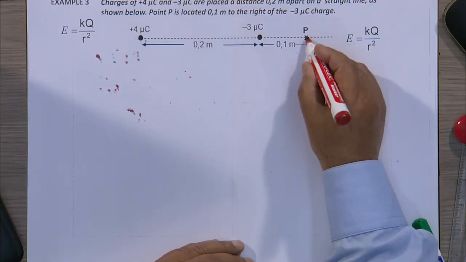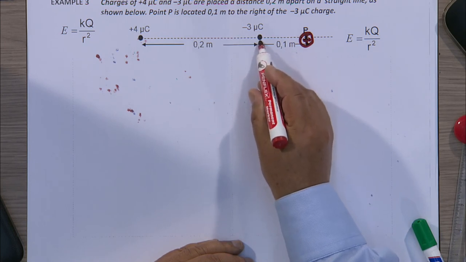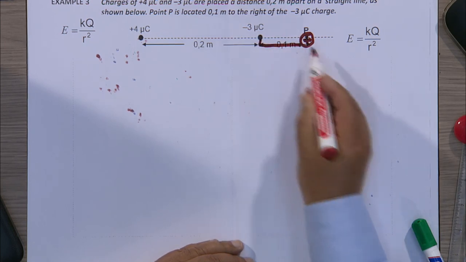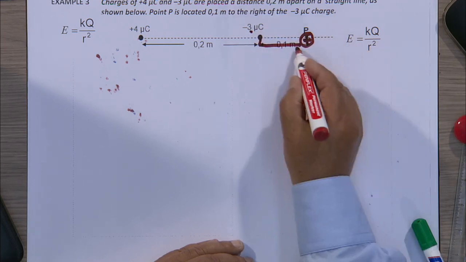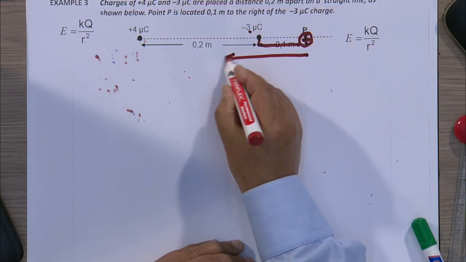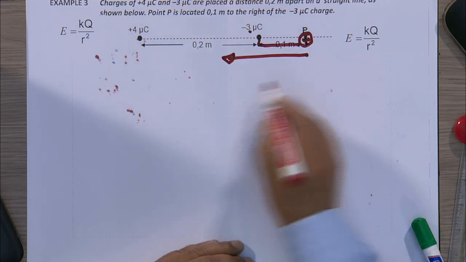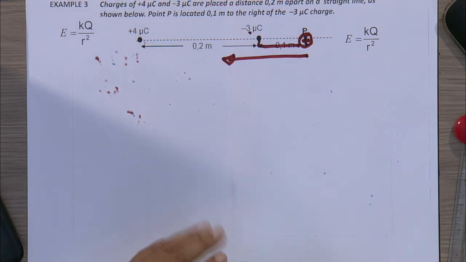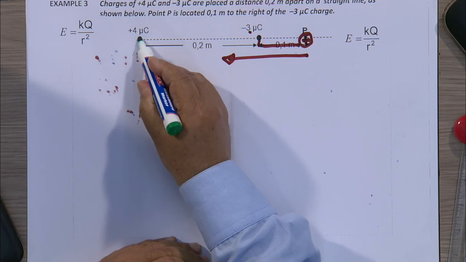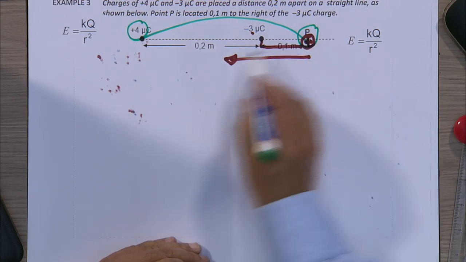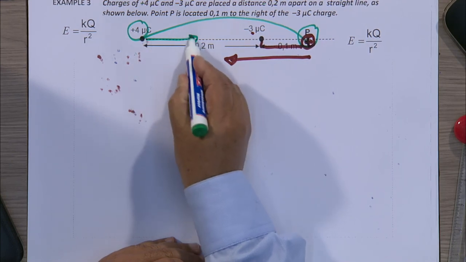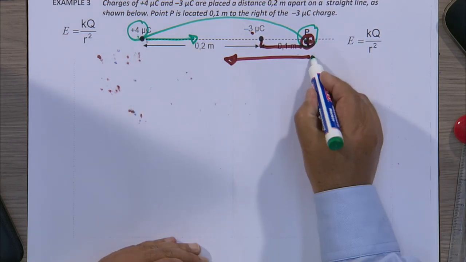So I put up a test charge there, a positive one, and I say, what will happen between this one and this one? Well, the field is inwards towards negative, and therefore my force will be in that direction, quite a strong force. And then I ask myself, what will happen between this one and that one? Well, it's a positive and a positive, so the field will be away from a positive one. So therefore, it will be that way.